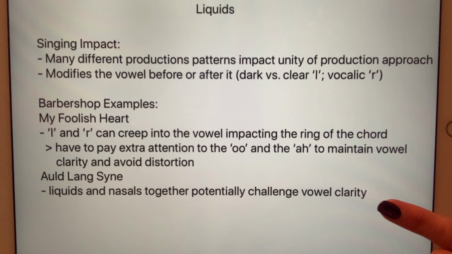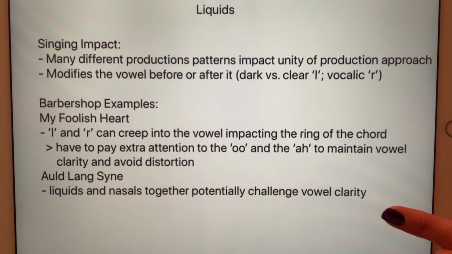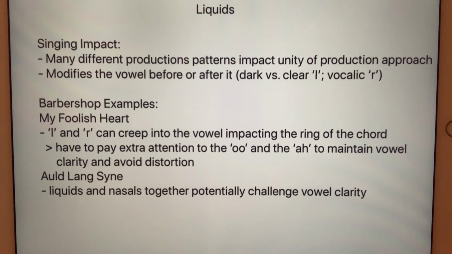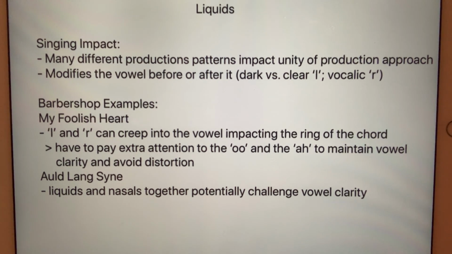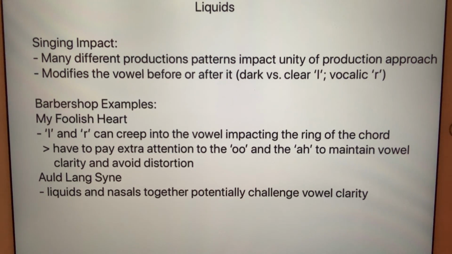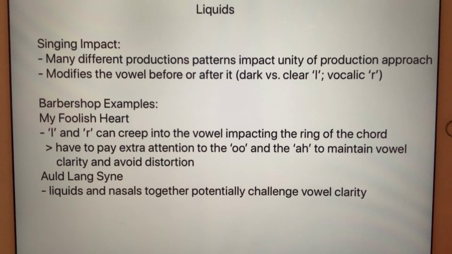Another one is Auld Lang Syne. So now we have the liquid and the nasal together, and we're just in trouble in this one, right? Because in Auld Lang Syne, the L is in the first vowel, and then we're keeping it for the second vowel, which is already thinking about a nasal for the last. And then by that point, we're already in a nasal, and that's what we're staying in. So we really have to be attentive to our vowels.